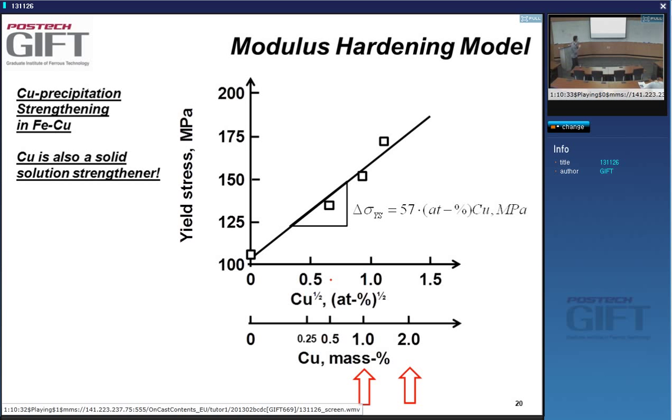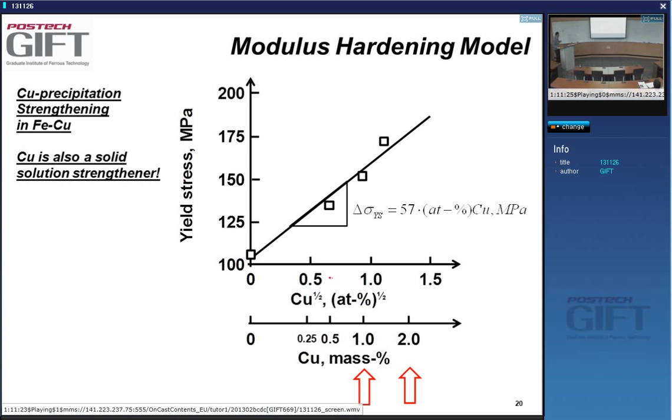So for instance, if you add 2 mass percent of copper, you can see an increase of about 75 megapascal. So always be very careful when you add alloying elements and you're trying to evaluate how much strengthening you get from precipitation strengthening. Make sure that you also take into account the fact that the element in solution may also cause solid solution hardening, right? So in this case, you must remove the solid solution hardening due to copper.